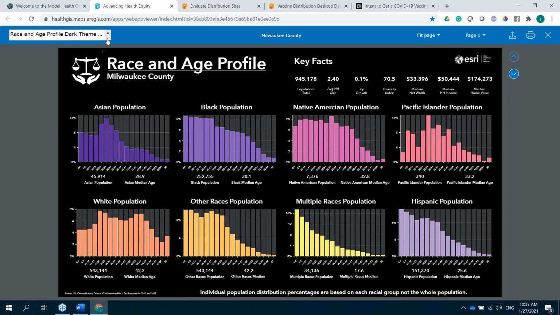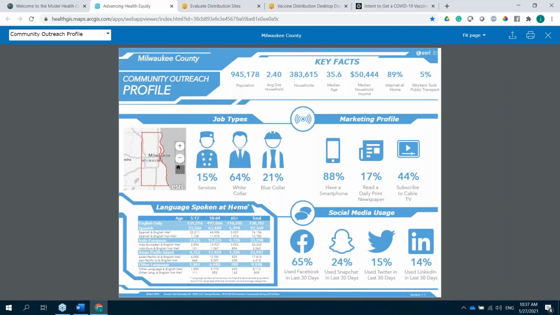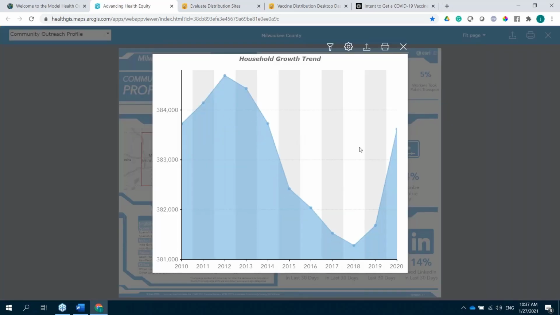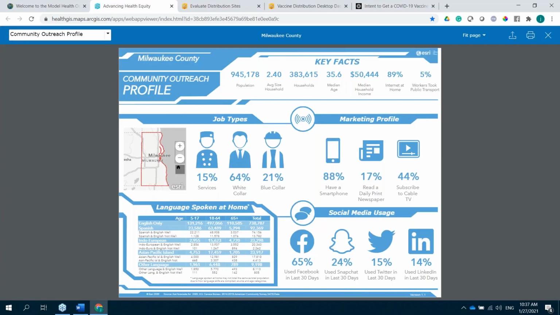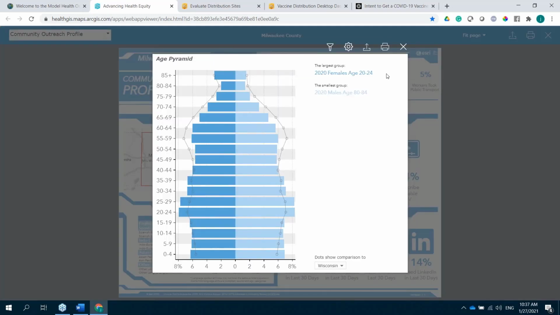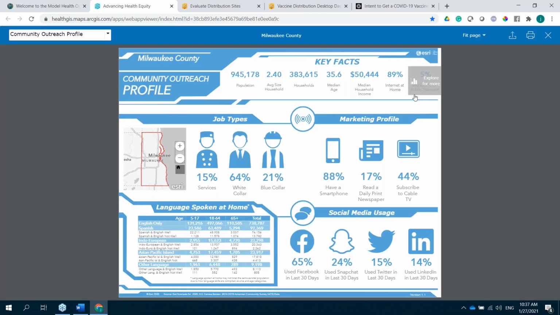But also, I can explore specific topics using the community outreach template. And I can go through different key facts, such as household growth over time, as well as median age, and many other key facts. You can also see that we have specific data, such as the preferred communication platform for this community. Clearly, we can identify that more than 40% of these people still rely heavily on cable TV. And we can even identify the social media platforms that this community prefers.